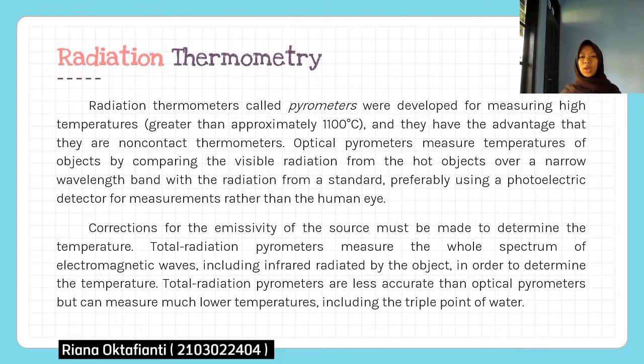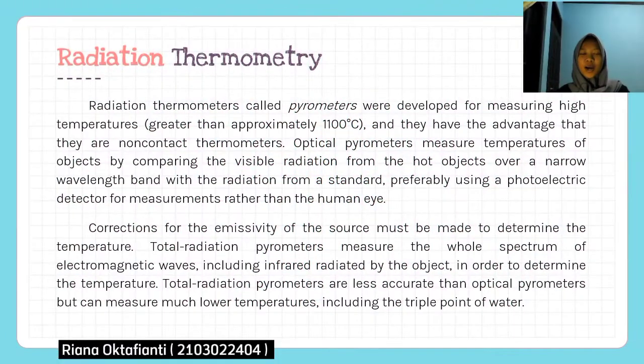Total radiation pyrometer measures the whole spectrum of electromagnetic waves, including infrared radiated by the object, in order to determine the temperature. Total radiation pyrometers are less accurate than optical pyrometers, but can measure much lower temperatures, including the triple point of water. So that is the material about radiation thermometry that we can convey. Let's move on to the next material.